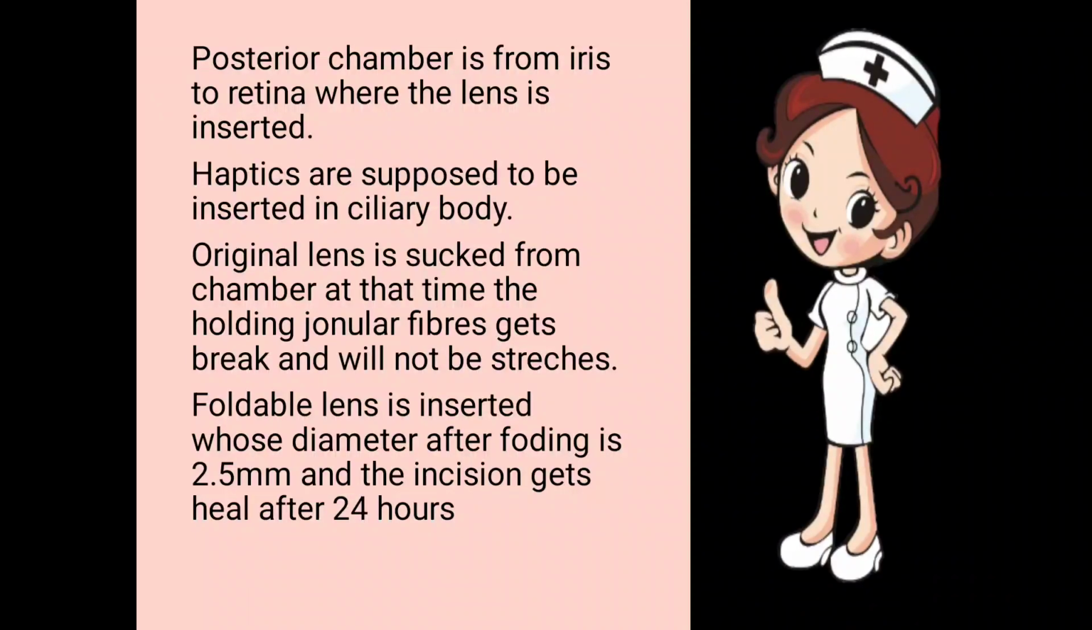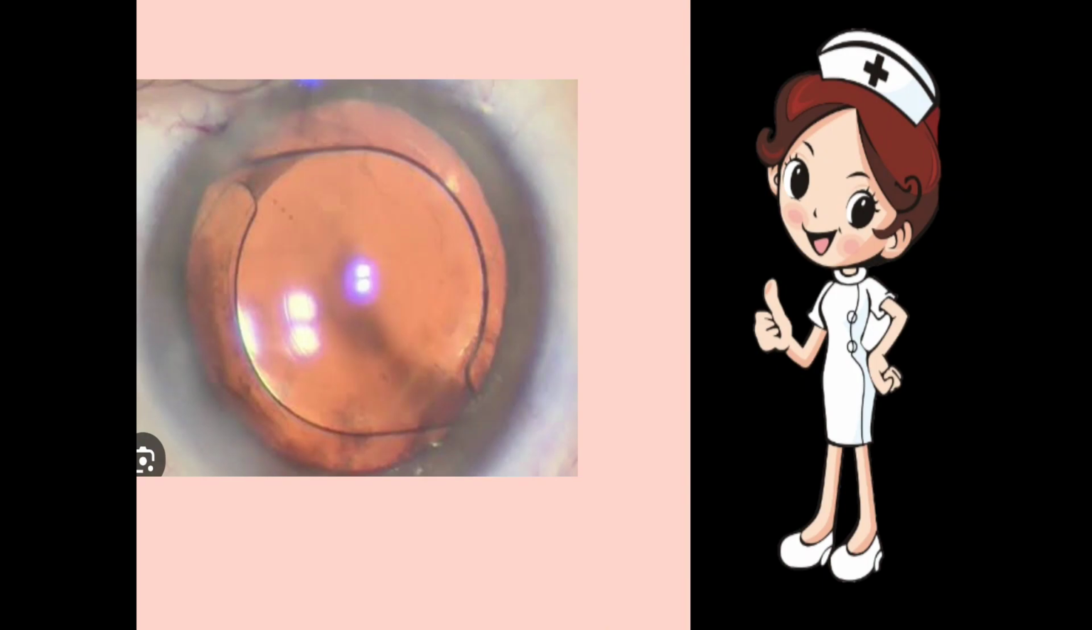Okay, next, a foldable lens is inserted whose diameter after folding is 2.5 mm. So its diameter is only 2.5 mm, due to which we give a very small incision, which heals by itself after 24 hours. No need to give stitches; the incision heals after 24 hours only. Okay, this was the procedure of inserting a posterior chamber intraocular lens. After inserting the PCIOL, when you look at the slit lamp, it will look like this. This one is the lens and these are the haptics which you are seeing here.